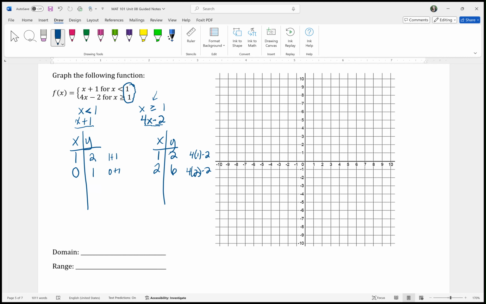Lastly, open or closed. So this one, for 1, we do not have a line right there. So this is going to be open this time. And for this one, we do have a line. So this one's going to be the one that's closed.